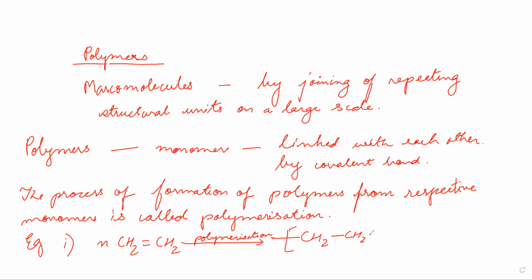a compound which is known as what? Polythene. Polythene is the common name, but the actual name is polyethene, which means ethene molecules are repeatedly joined to give polythene. Okay, did you understand how polythene is made? Ethene is joined, linked with each other repeatedly by covalent bond, and you get polythene. This is one of the examples of polymerization.